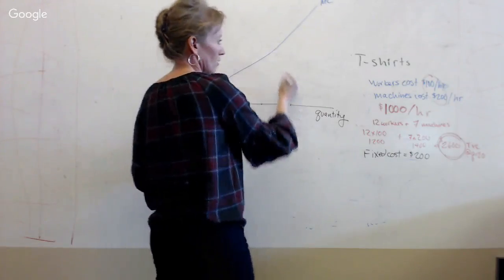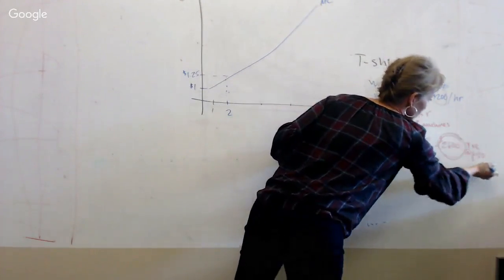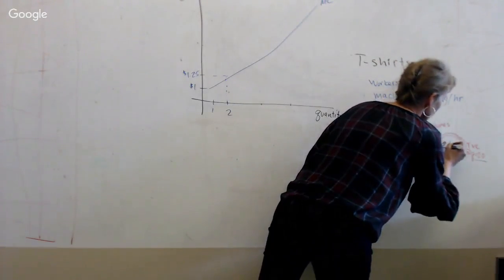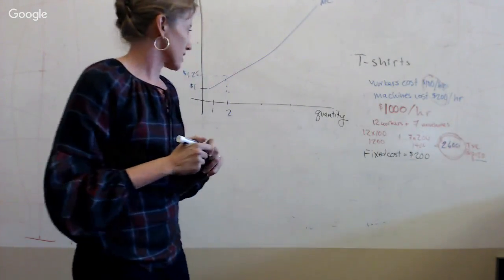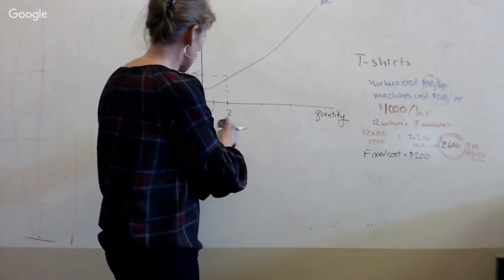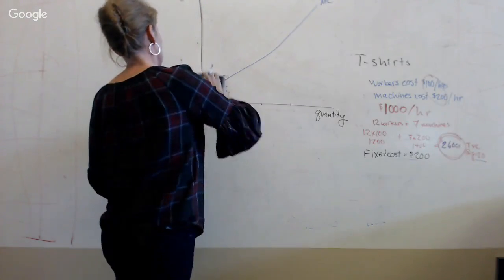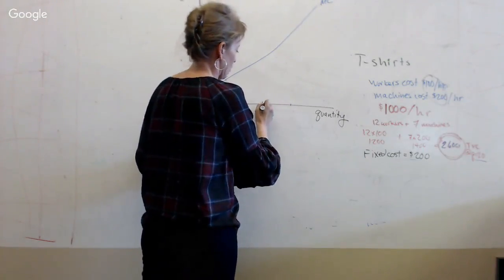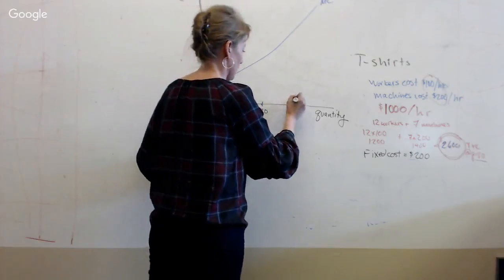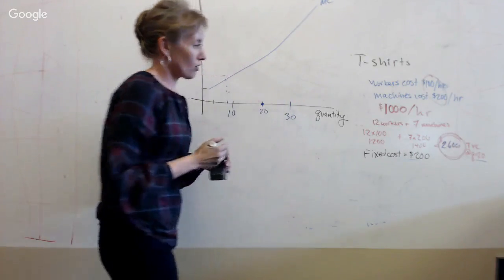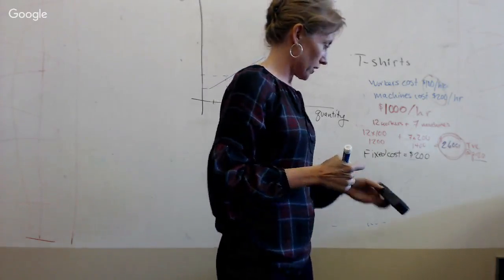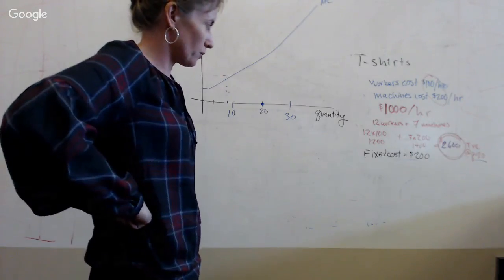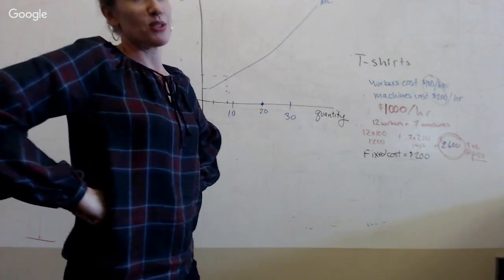So you remember when we produced 20 units of output, our total variable costs were $2,600. So let's change our scale here so we can see it a little better. Let's make this 20. This will be 10. This will be 30. So 2,600 divided by 20 is 130. $130 a shirt per hour? They're designer t-shirts. They must be super fancy.